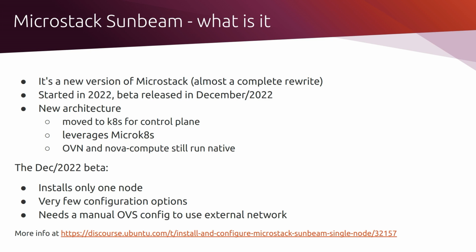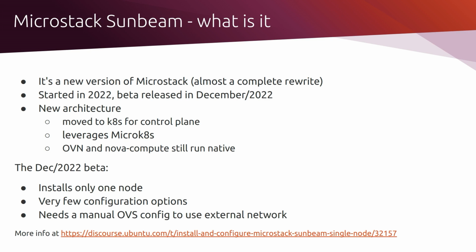And it's basically using a completely different architecture. All the control plane for OpenStack was moved into Kubernetes, and we are leveraging MicroK8s for that, so it's easy to install instead of you having to install a complete Kubernetes cluster just for installing OpenStack. But OVN, Nova Compute, and in the future a few more parts will still run outside of Kubernetes.